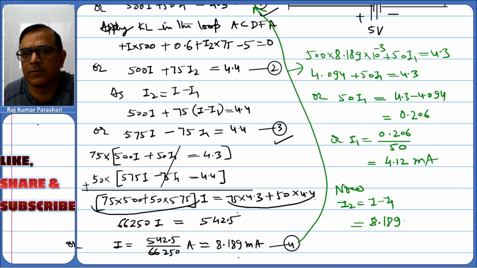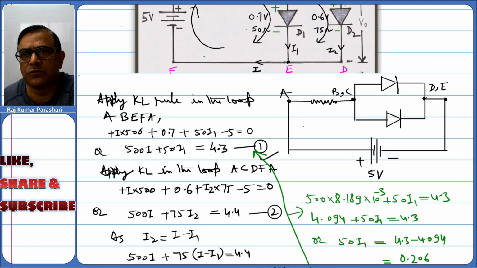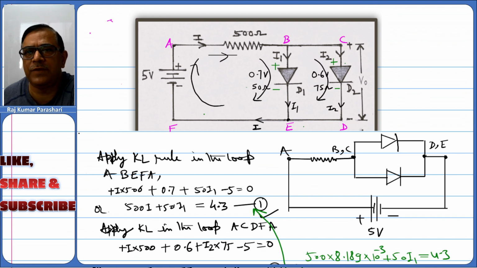Now I2 equals I minus I1, and this further equals 8.189 minus 4.12 milliampere, and this turns out to be 4.069 milliampere. Thus we know the value of I, we know the value of I1 and the value of I2. So these values are known. Further, we also wanted to find the value of V0.